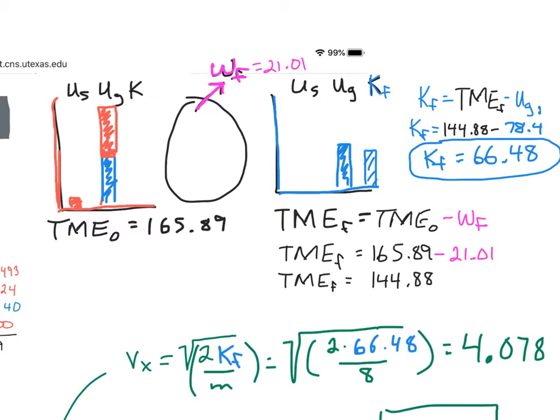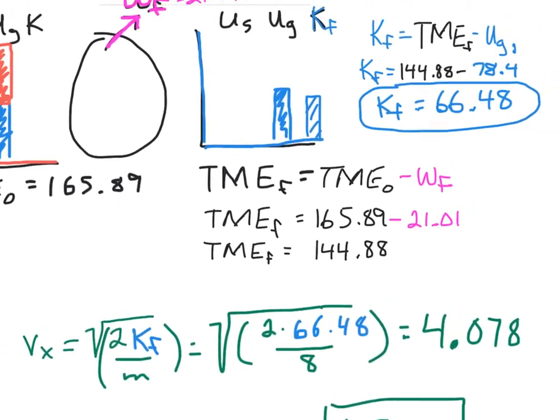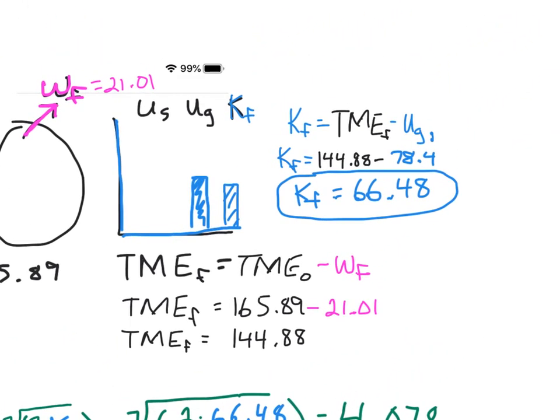Before we can figure out the kinetic energy, we need to do this total energy. So the final total energy, that's equal to the initial total energy we had minus the energy we lost due to friction. So that is our next calculation. We'll take our original total energy and subtract the work we just calculated. This tells us how much energy we have at the end. And that is what we're going to use to find our final kinetic energy.